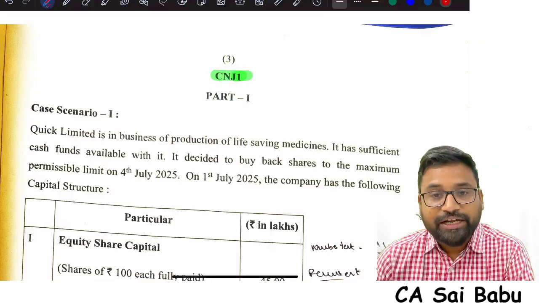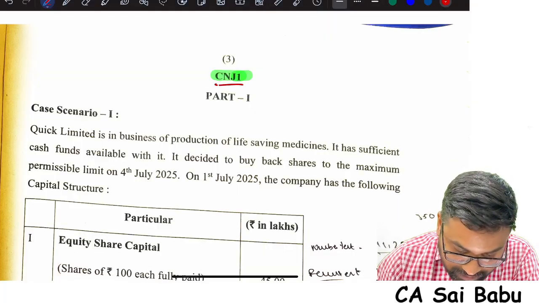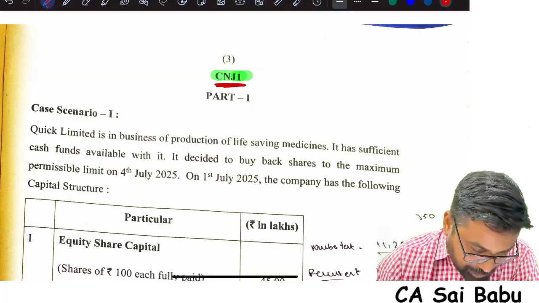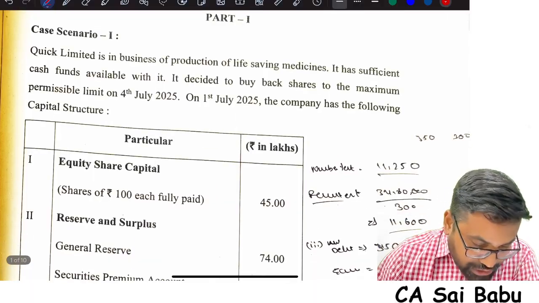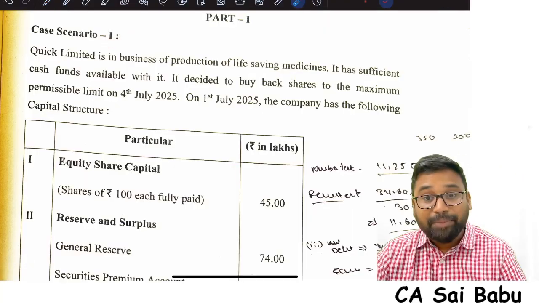Now let us review the advanced accounting paper. First, the MCQs part. So this is the paper I am reviewing, sir. This is the code of the paper. Now part 1 MCQs, first case scenario 1, sir. Case scenario 1 they have given from buyback, sir.